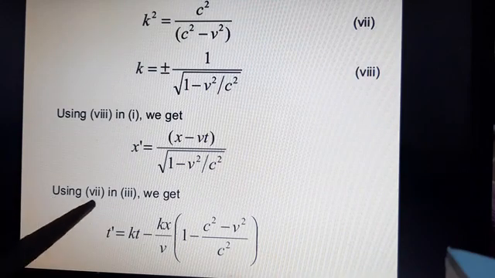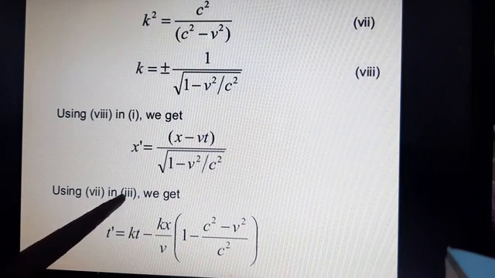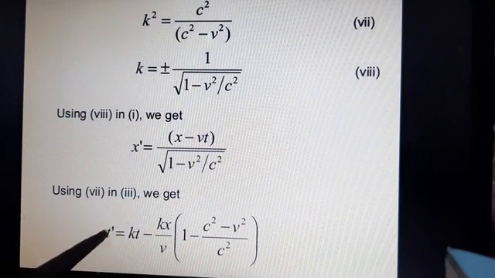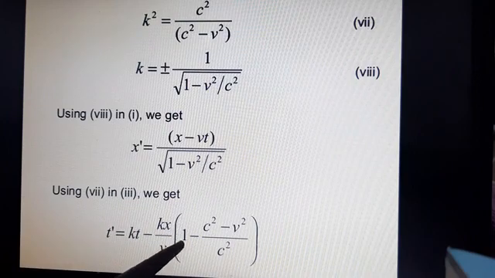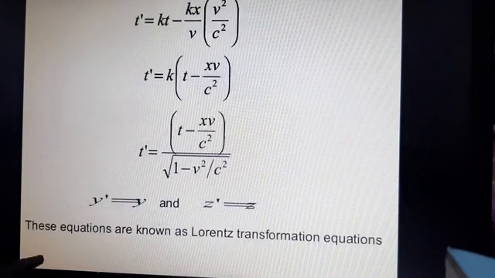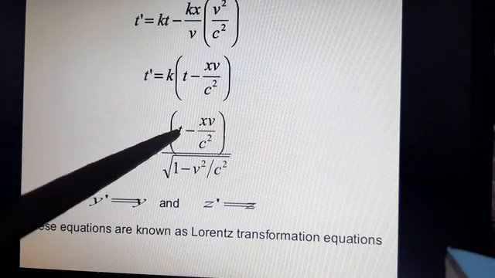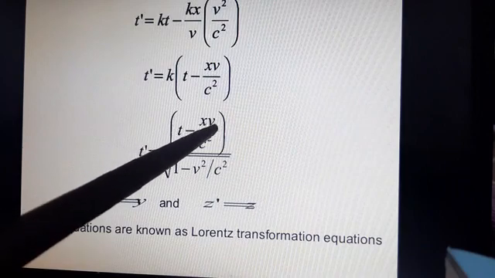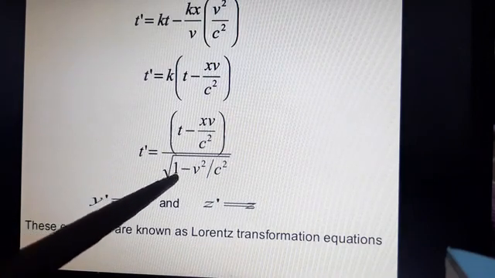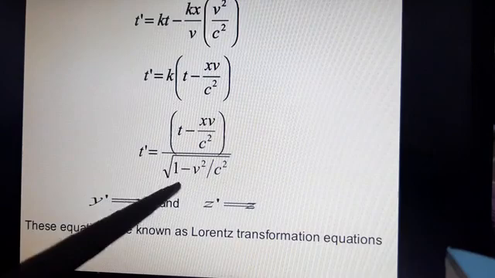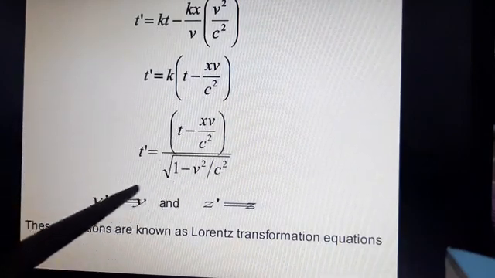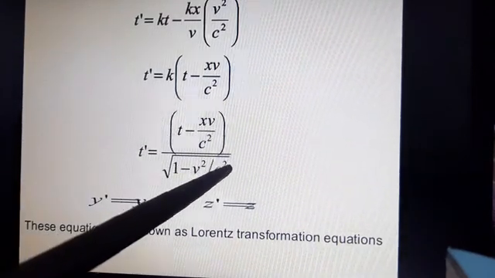Similarly, using equation number 7 in equation number 3, we get t dash equal to kt minus kx upon v into (1 minus (c square minus v square) upon c square). And on solving, we get t dash is equal to t minus x into v upon c square, over square root of 1 minus v square upon c square. So this is the fourth equation, the equation of time.